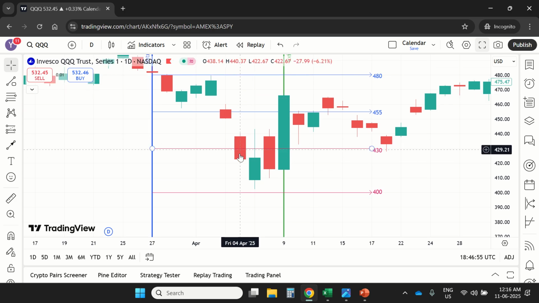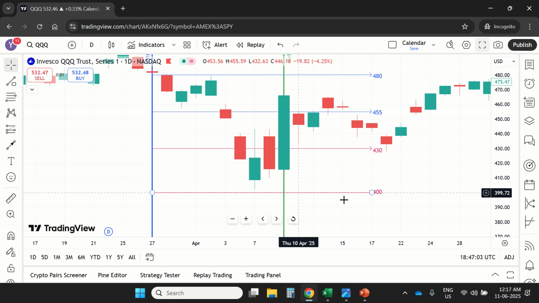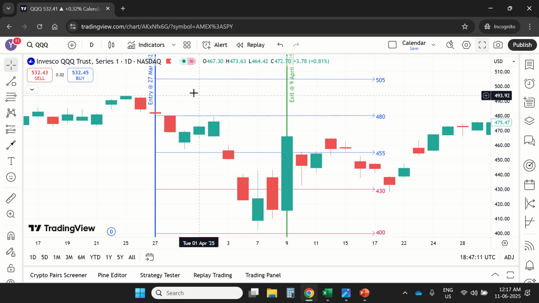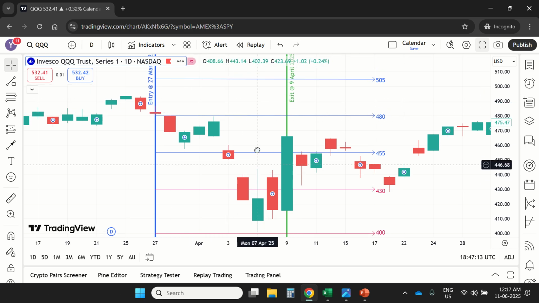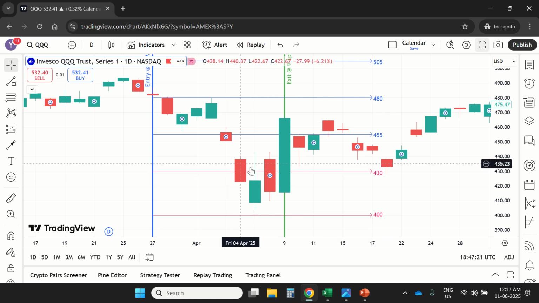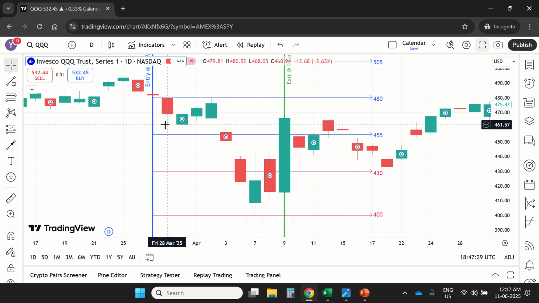And another day it fell again, and it closed below my 430, my lowest calendar. So I had to buy another calendar, and I bought at the 400 strike price, and then it started recovering back. So the idea is, if the underlying stock keeps falling, whenever it closes below your lowest calendar, you have to buy another calendar a little farther away, and keep doing that, because eventually one day it will bounce back, and once it starts bouncing back, you will get your returns. And the reason we keep it 3 weeks far is so that you have enough time.